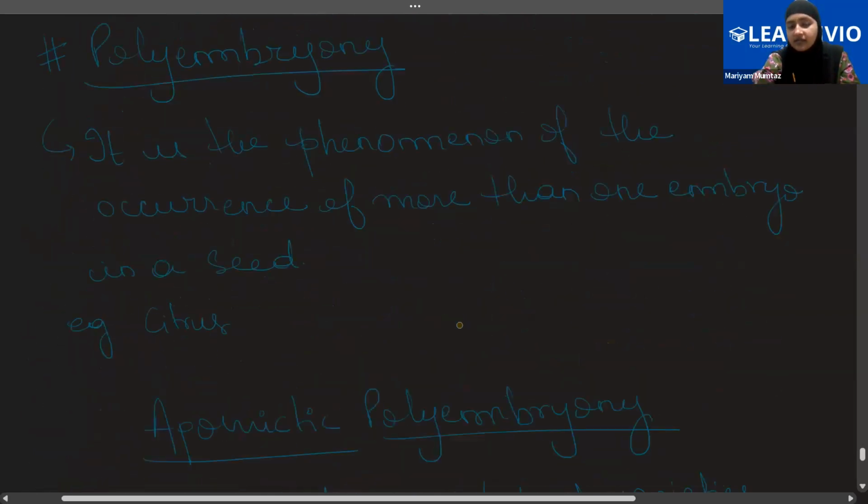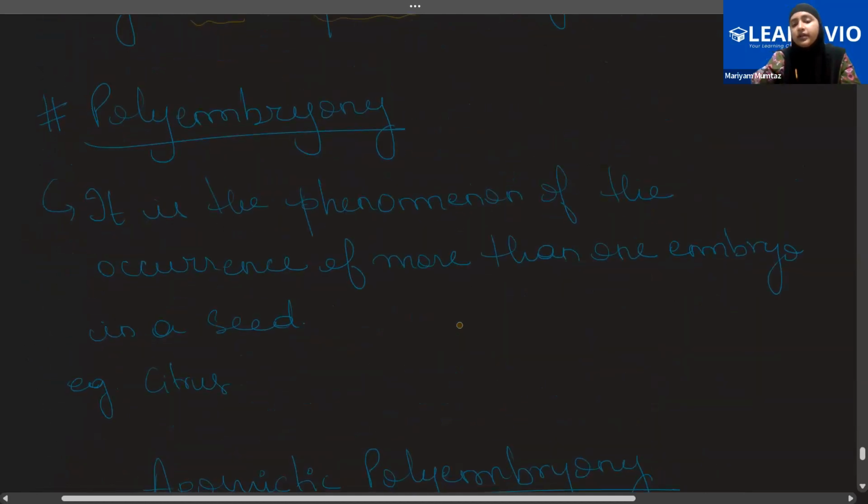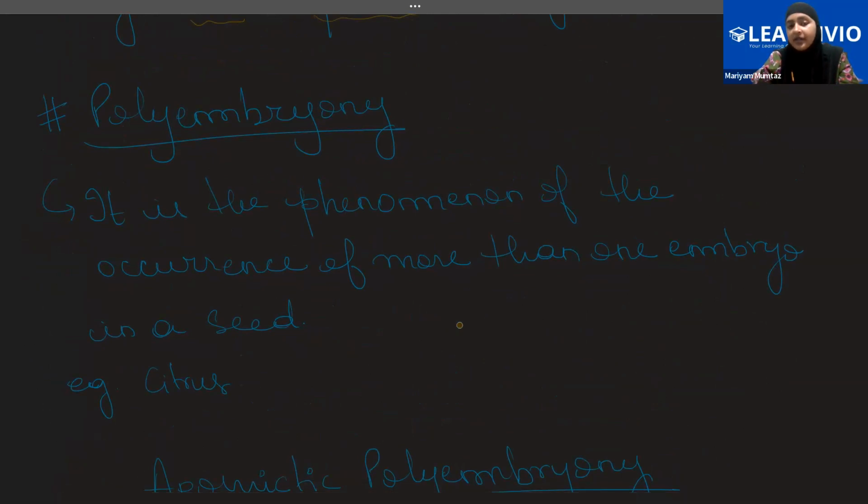Now talking about the next phenomenon, that is polyembryony. Poly means more than one, right? Embryony refers to the embryo occurrence. So it is the phenomenon of the occurrence of more than one embryo in a seed. Normally, one seed has one embryo, but when one seed has multiple embryos, we call that phenomenon polyembryony. Again, this is a phenomenon that may occur on its own.